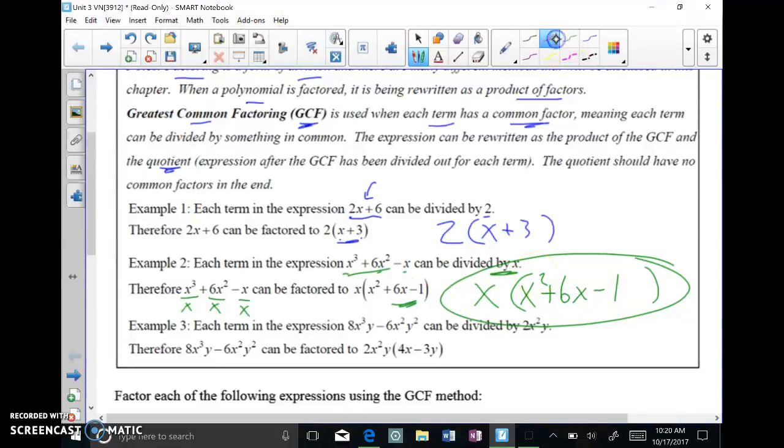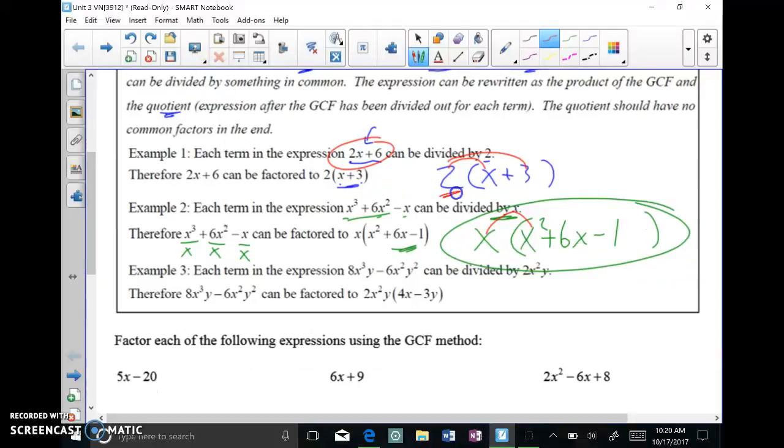And what you kind of see is we did distribution in the previous chapter, and you're doing reverse distribution, because I could distribute this x back in and I'd go back to where I started. Just like with 2 times x plus 3, if I multiply 2 times x plus 3, I get back to where I started. So I'm doing reverse distribution. I'm trying to create something that, if I were to distribute it, would bring me back to my original expression.